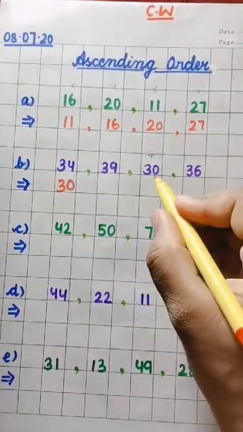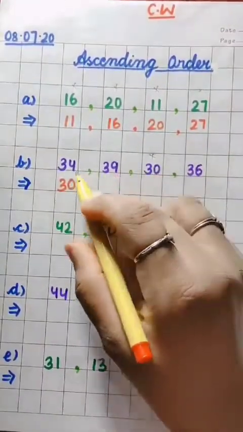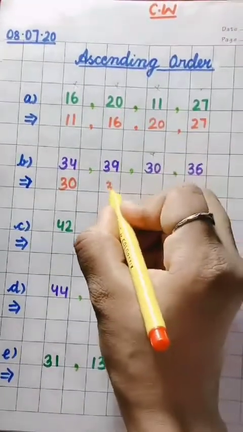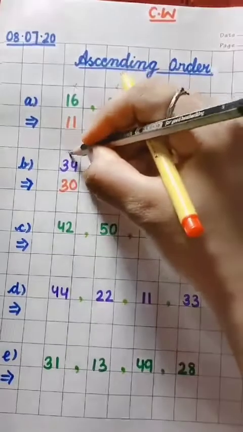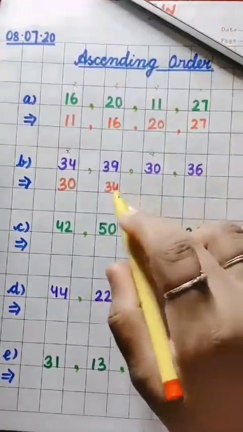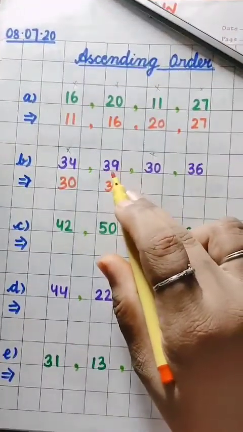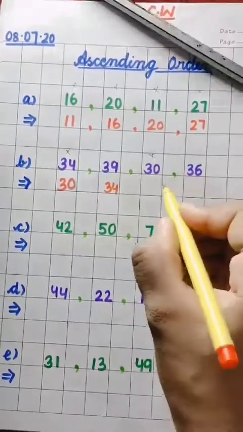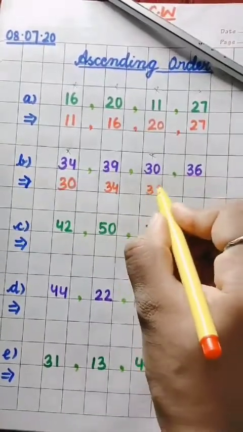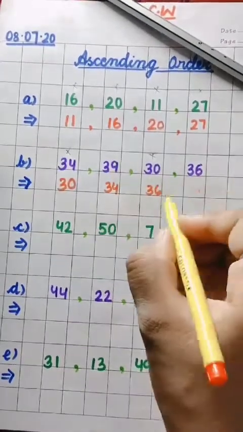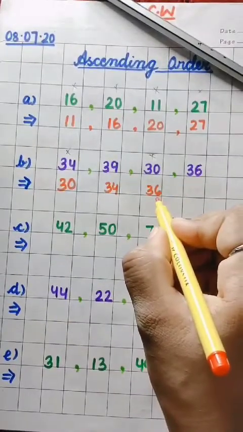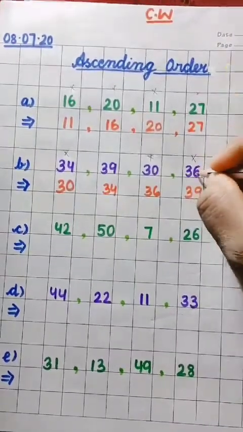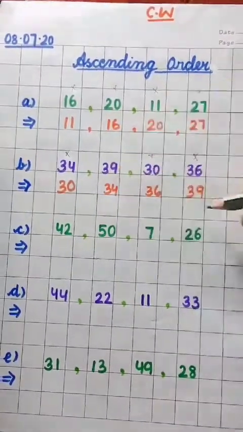Next, is 39 the biggest? No, 9. This is 4. This is 6. Then 34. Then we'll write 34. After 34, which number will come? Now we have two numbers, those are 36 and 39. So 36 is smaller than this 39. So we will write 36 and then 39. Means 36 we have written first, then the last number is 39. So we have written here.